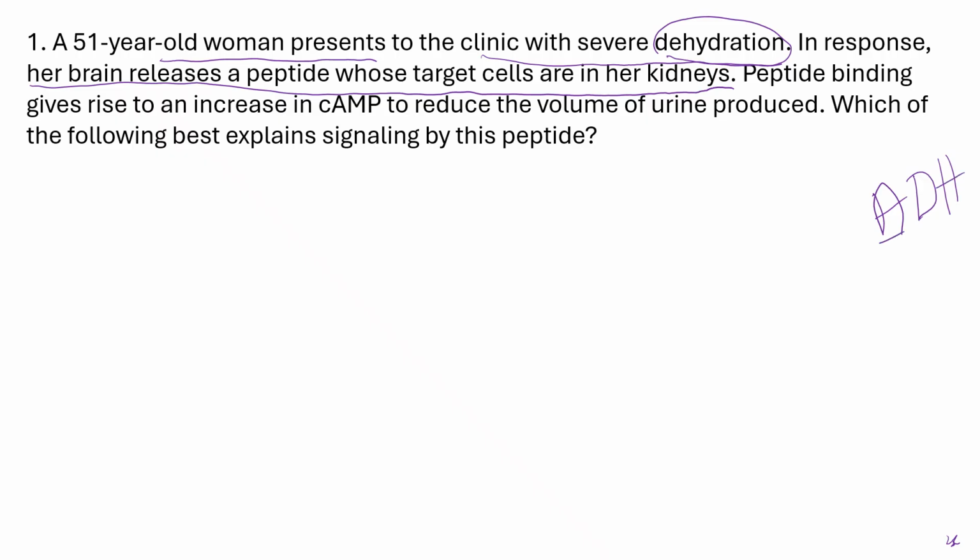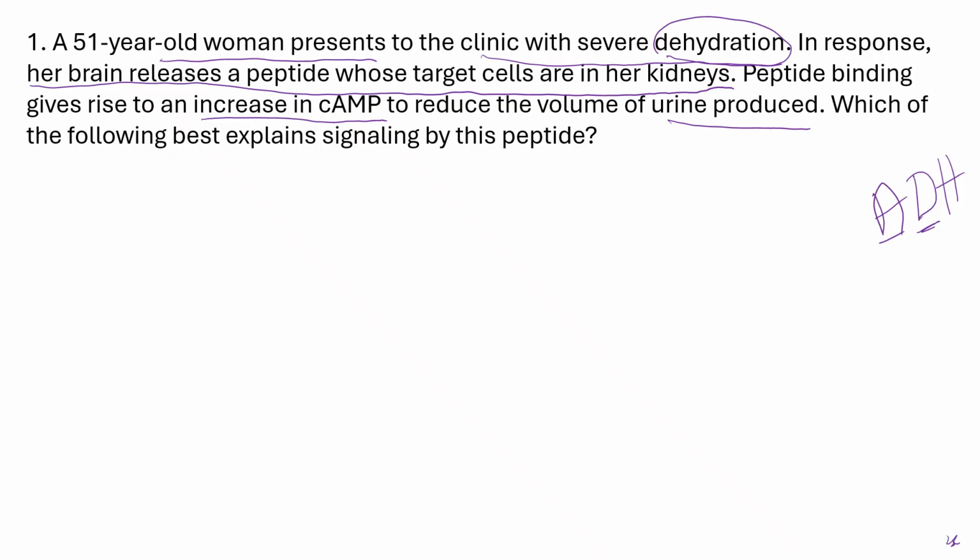anti, right? So it prevents the diuresis to conserve the water. ADH, from the posterior pituitary, acts on the kidneys. Hey, you lose a lot of water, so stop doing that. We need water for the body, right? So that's where anti-diuretic hormone comes into the picture. The peptide binding gives rise to increased cyclic AMP to reduce the volume of urine produced, right? So that's the compensatory mechanism by anti-diuretic hormone.